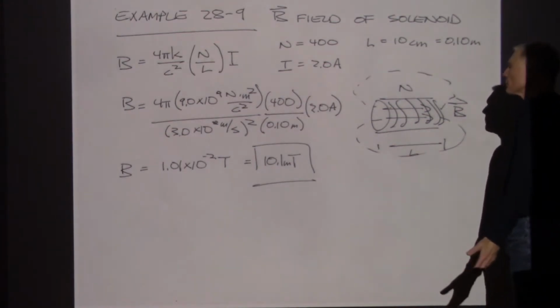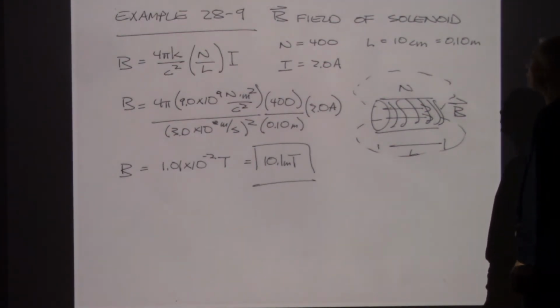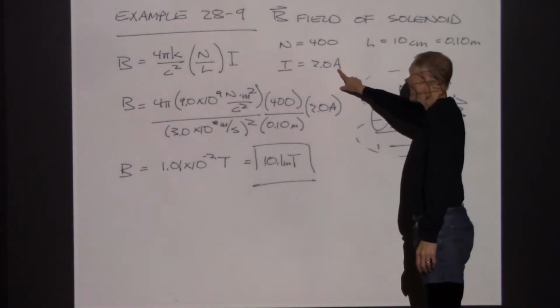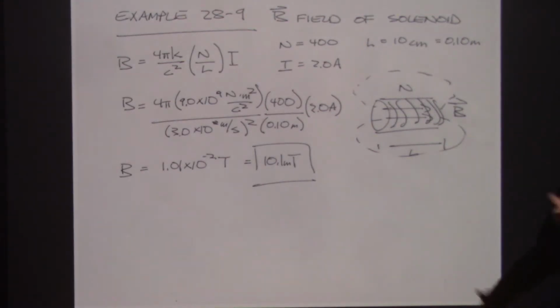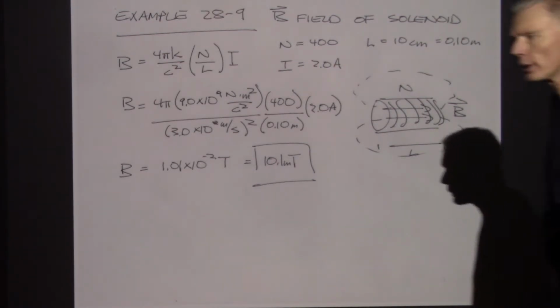So that's a pretty good magnetic field. We're only running 2 amps. I think some of those other examples we looked at were like 20, 25, 50, 60 amps. And so now we're down to just 2 amps. We do have 400 loops. And what we're ending up with is a magnetic field of 10.1 millitesla. All right, there is our solenoid example.